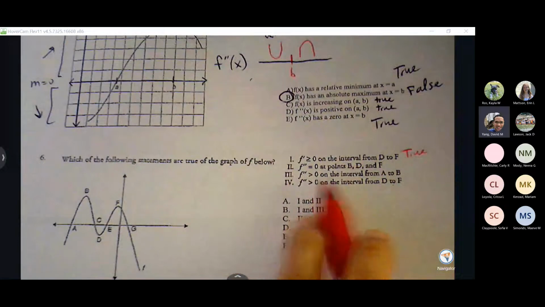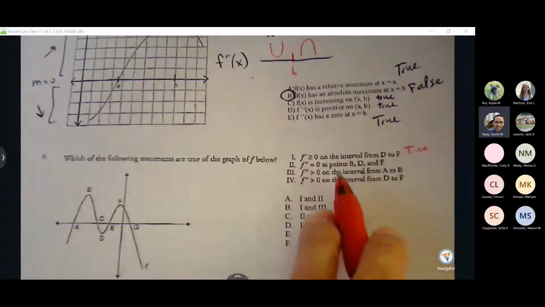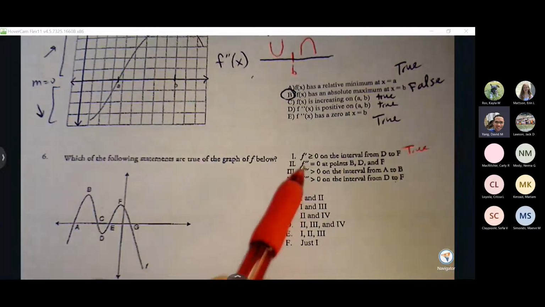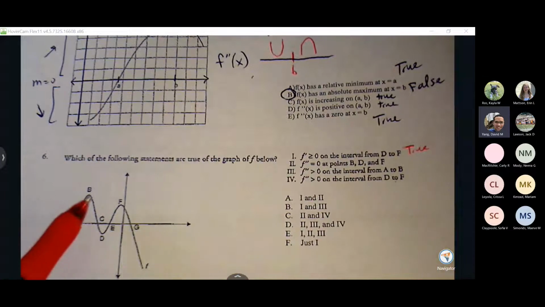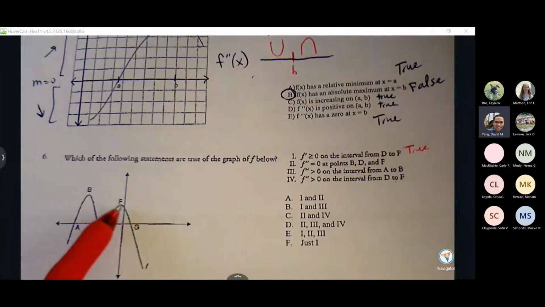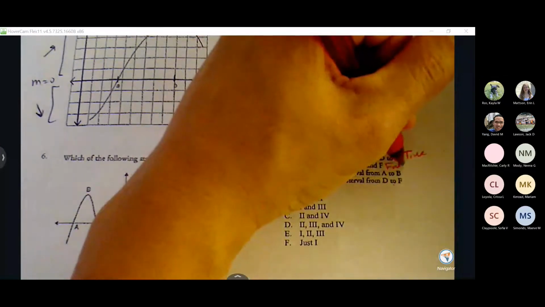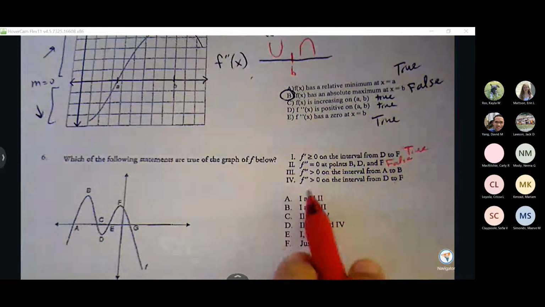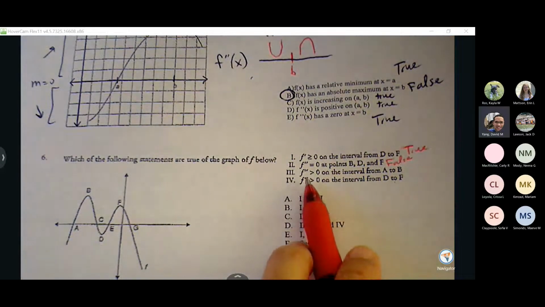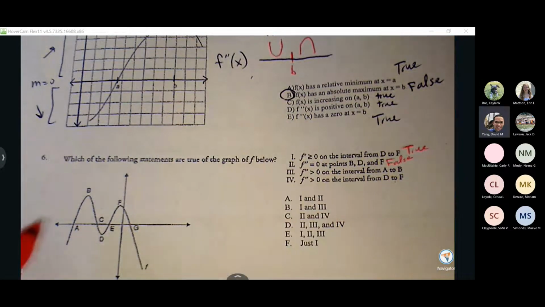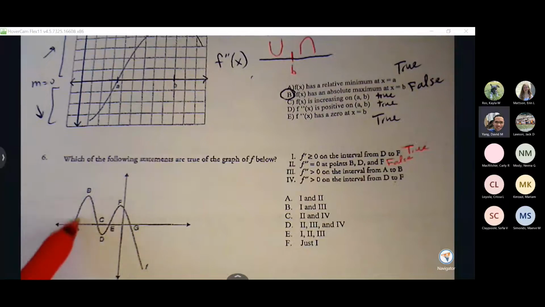F double prime is equal to 0 at points B, D, and F. That's not true, right? F double prime equals 0 means point of inflection. These are not points of inflection. These are where slope is 0, not where F double prime is equal to 0. Okay, F double prime is greater than 0, concave up from A to B. This doesn't look like concave up, right? It looks like concave down.